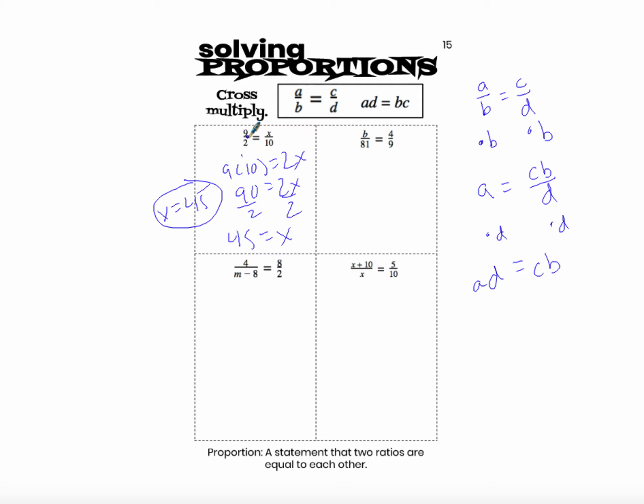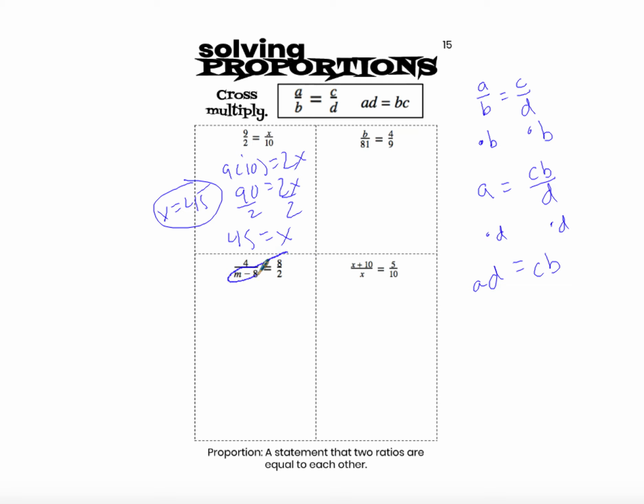Also, 9 divided by 2 simplifies to 4.5. 45 divided by 10 simplifies to 4.5. So those are great ways to check your work or strategies to arrive at the solution a second way. But in algebra on an assessment, we are assessing your ability to cross multiply. I'm just doing another problem here.